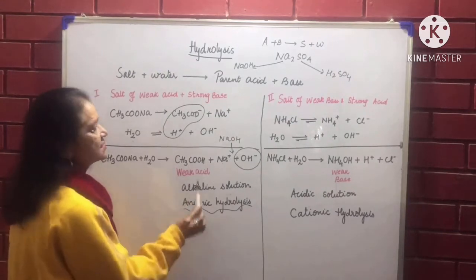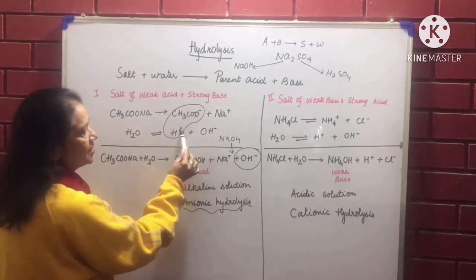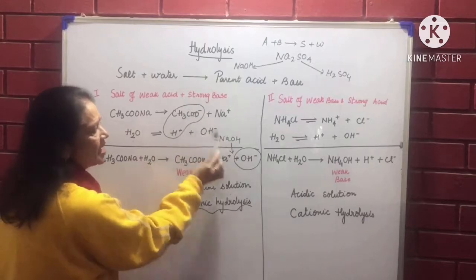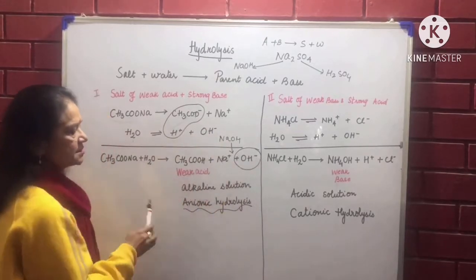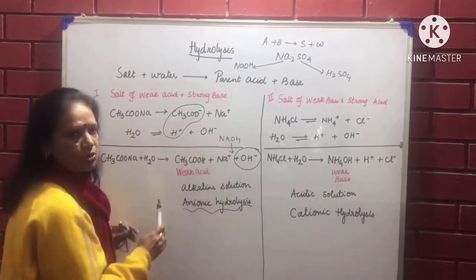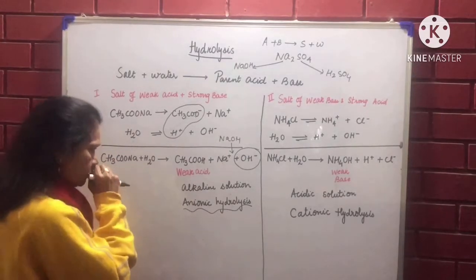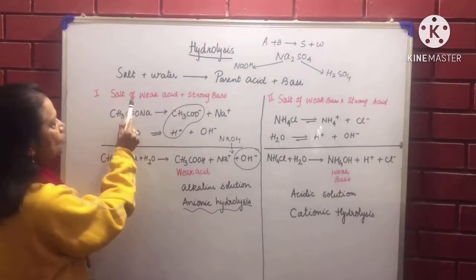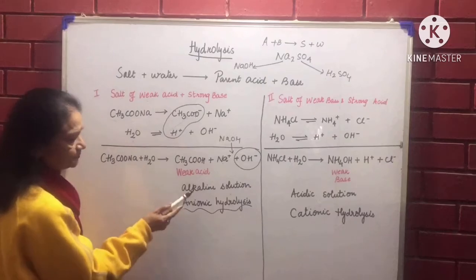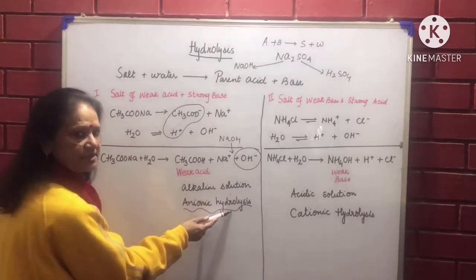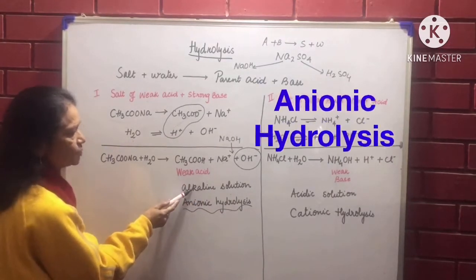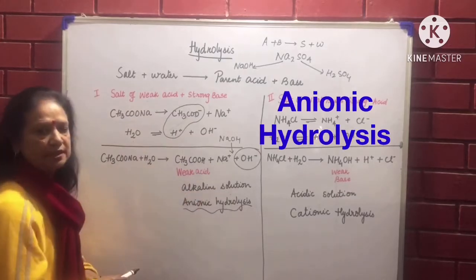So hydrolysis has taken place at the anionic position. The cation has split into its own ions, which means hydrolysis has not taken place there. So in case of a weak acid and a strong base, anionic hydrolysis takes place. The solution becomes alkaline in nature.